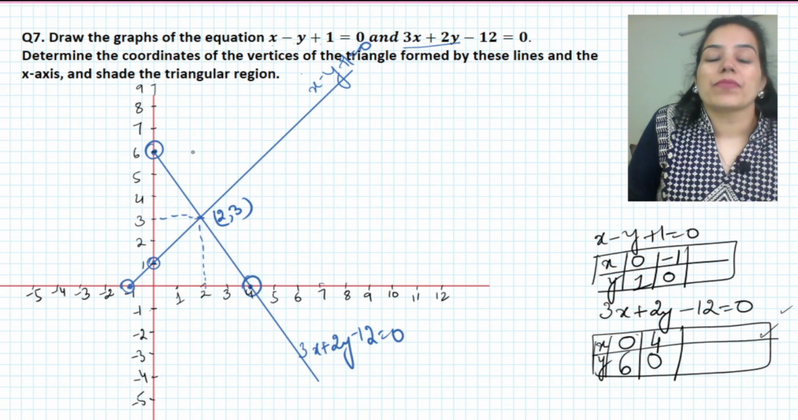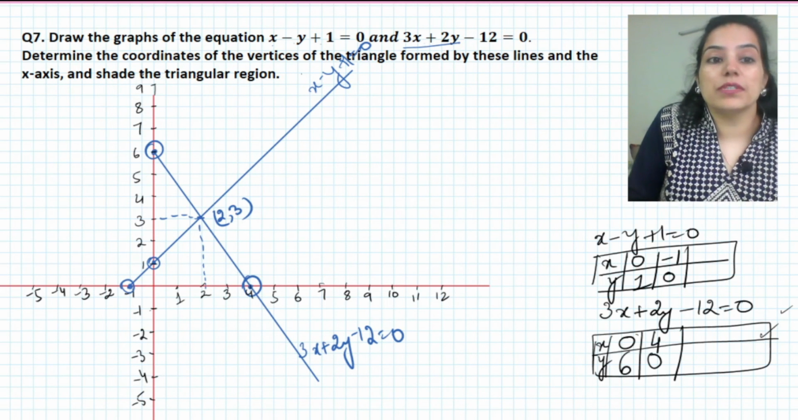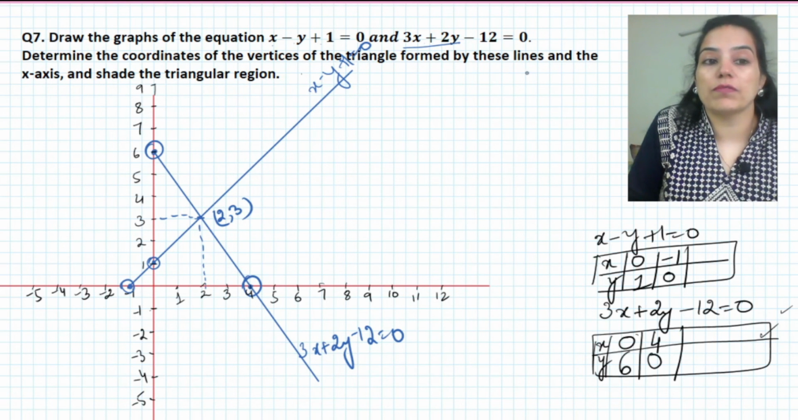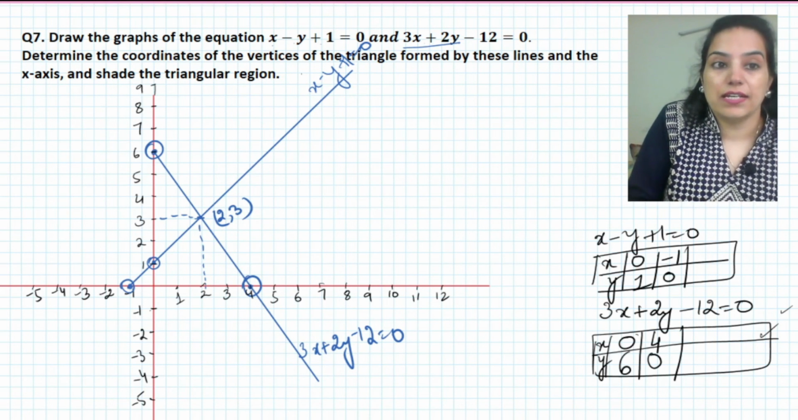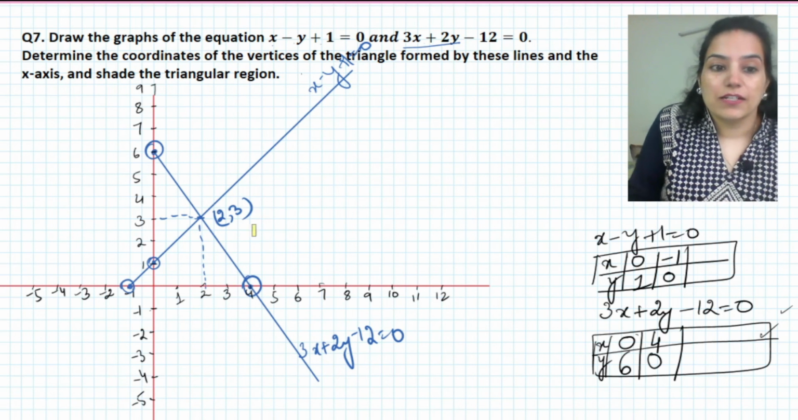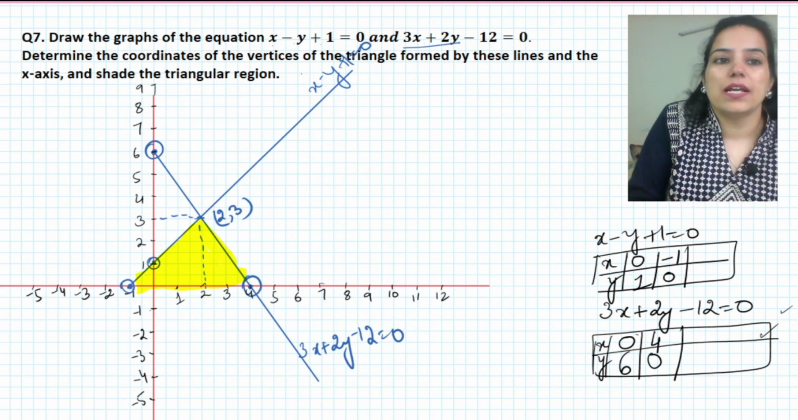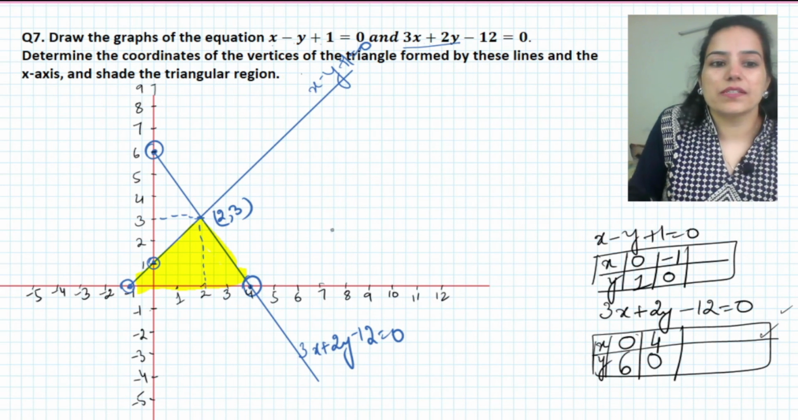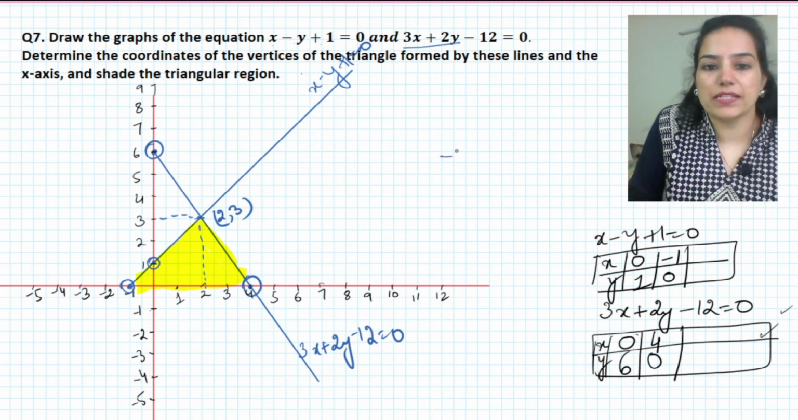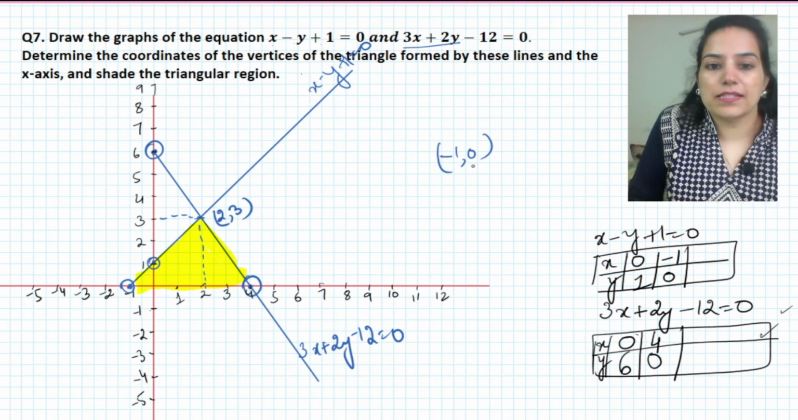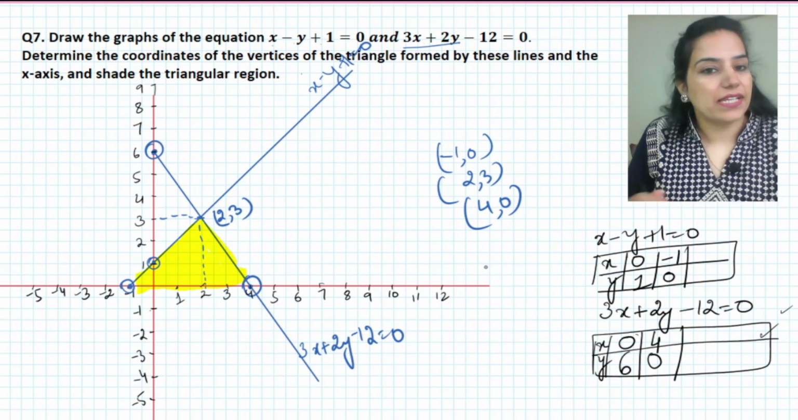Now the triangle, be careful, it is asked: determine the coordinates of the vertices of the triangle formed by the lines and the x-axis. Now that's important, it is the x-axis. So this is the x-axis. So this will be the triangle, right? Not with the y-axis, but it is asked with the x-axis. So this is your triangle, right? And what are the coordinates? The coordinates are, this point is minus 1 and 0. Then the second one is 2 and 3. And the third one is 4 and 0. So the exercise is done.